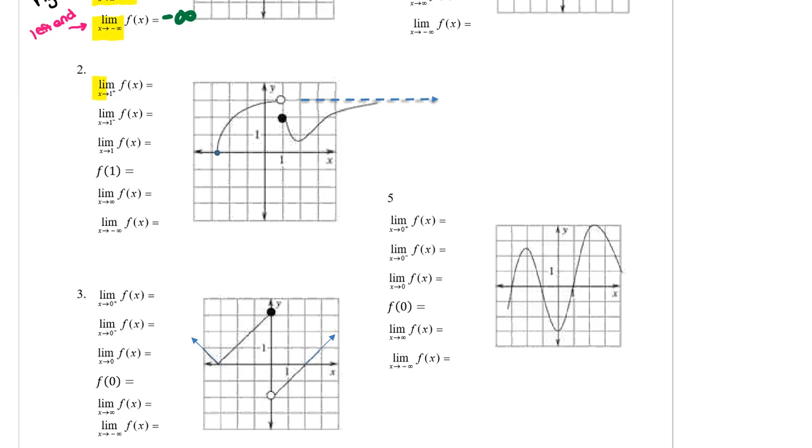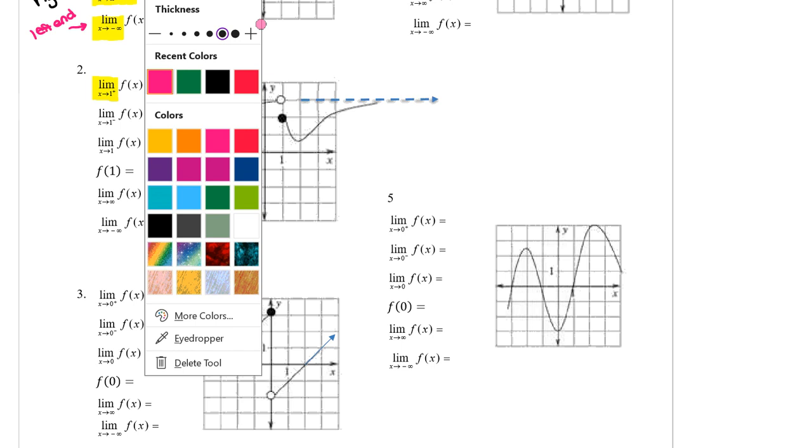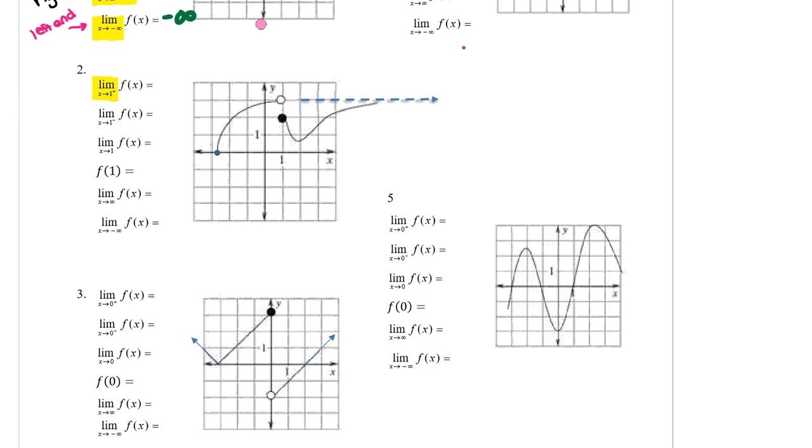In number 2, we're looking at our function as the x values approach 1 from the right. So I'm going to hop on my function to the right of 1. It can be anywhere to the right of 1. And I'm going to head towards 1. And it looks like as I head towards 1 from the right, my y values head towards 2. So the limit of f of x as x approaches 1 from the right is 2.